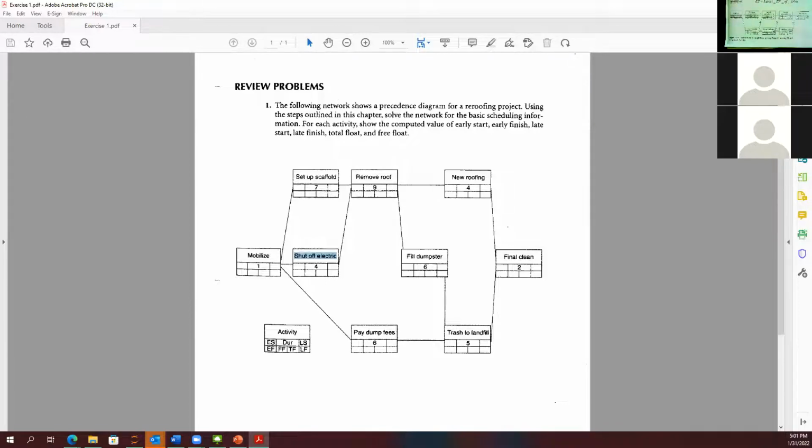Yeah, it's good to mark the critical path. Probably some students use highlight, some students use check. So either way is fine. Just show me the critical path as the last.